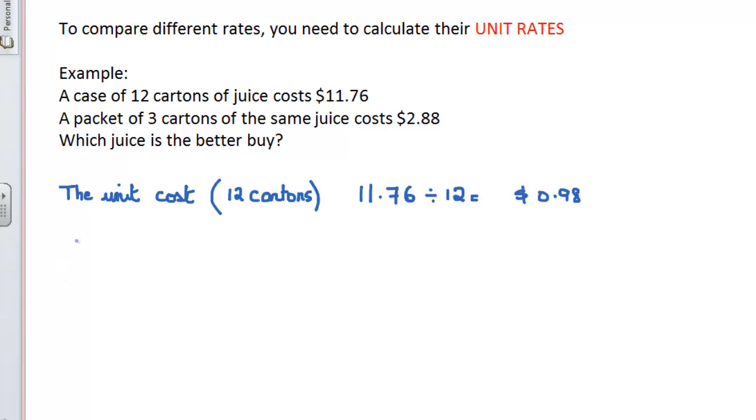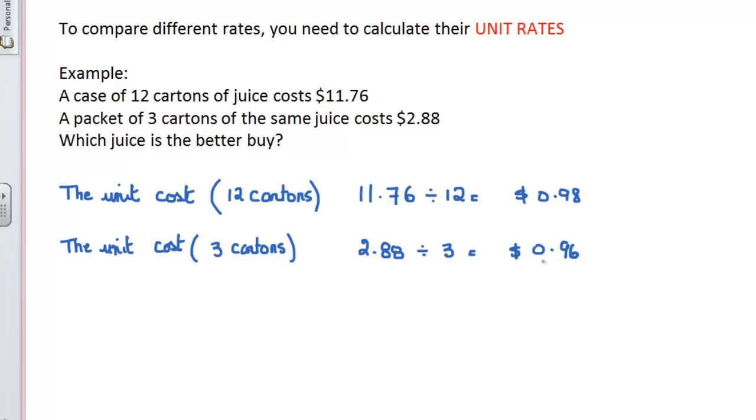And for choice number 2, I'm going to calculate the unit cost again, and here I'm going to put the 3 cartons, which is the second case. I have 3 cartons with $2.88. In this case, I'm going to take $2.88 and divide it by 3. To find the answer, it will be 96 cents.